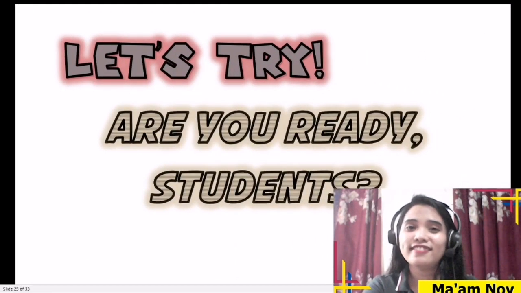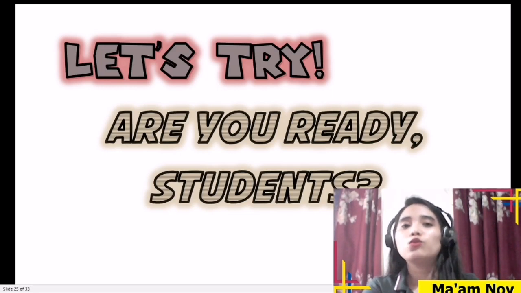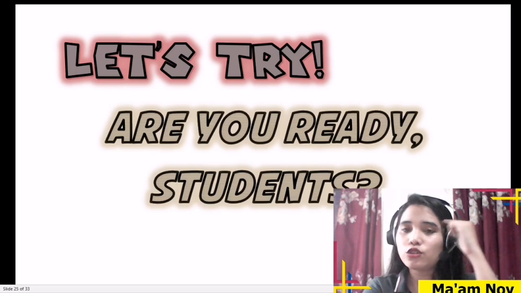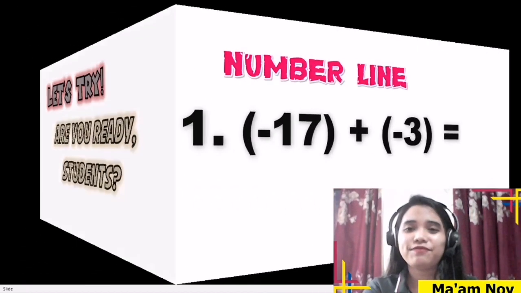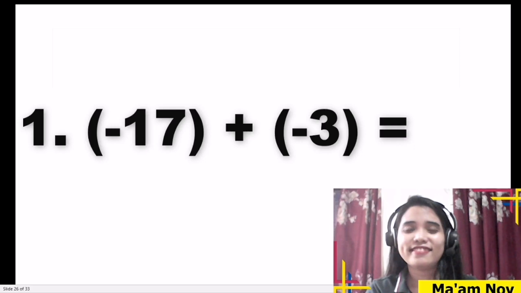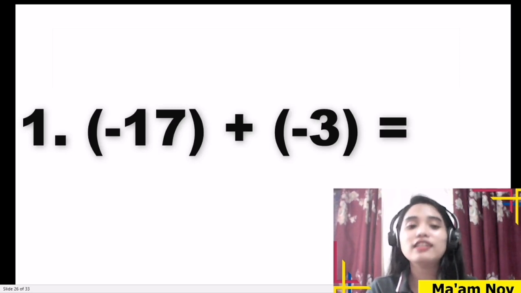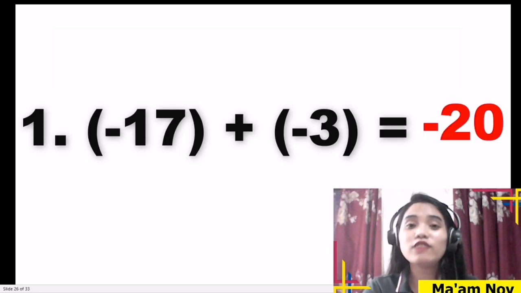Now, let's try. Get your pen and notebook and let's try this. So, bago kayo sumagot, do not guess ha. Sing the addition rule and apply it. Same sign, add and keep, different sign, subtract. Use the sign of the bigger number, then it will be exact. So, the answer is negative 20 because we will just add them and we will keep the sign. So, 17 plus 3 is 20 and we will use the sign. So, negative 20.